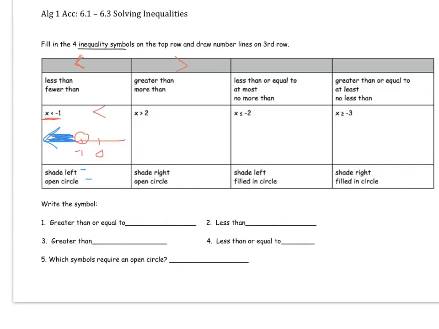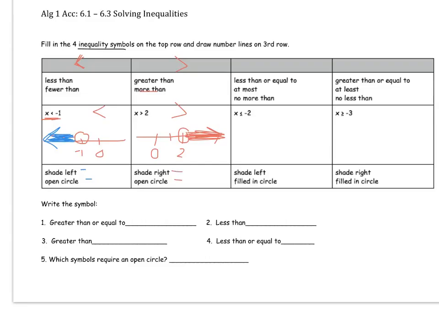The symbol for greater than is this symbol. The other words are greater than or more than. X is greater than 2. I'm going to put 0 on the number line and 2 and an open circle, and it is pointing to the right, so we are shading to the right. So greater than is shade to the right, and just plain greater than is an open circle.